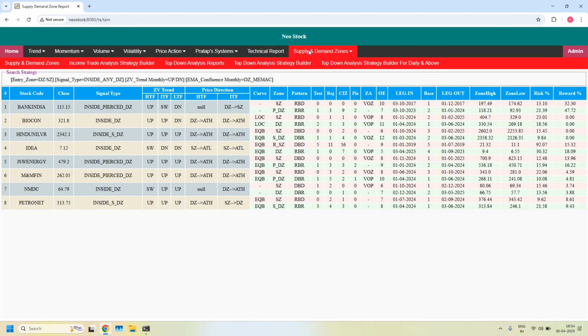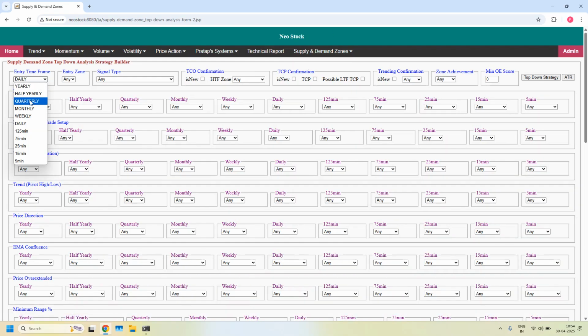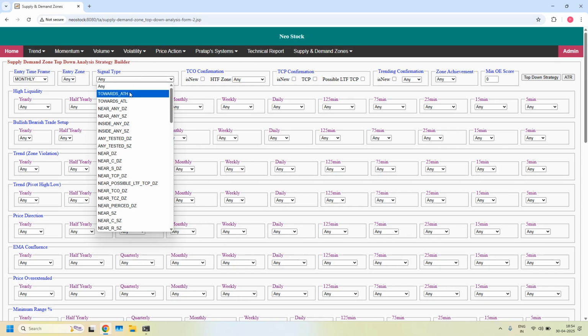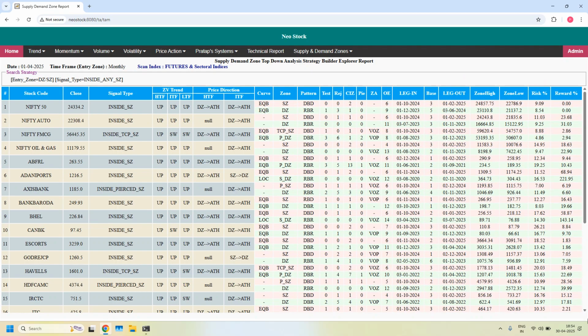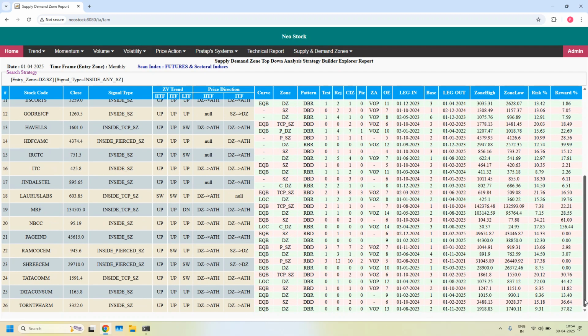Okay, next, monthly time frame, price closed inside the monthly supply zone. First 15 stocks in the list. Nifty 50 is also there in this list. I am scrolling the list down. Total 26 stocks are filtered.